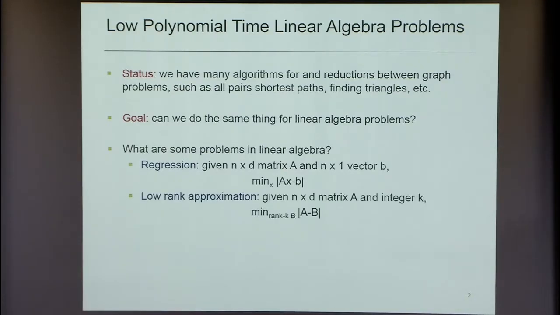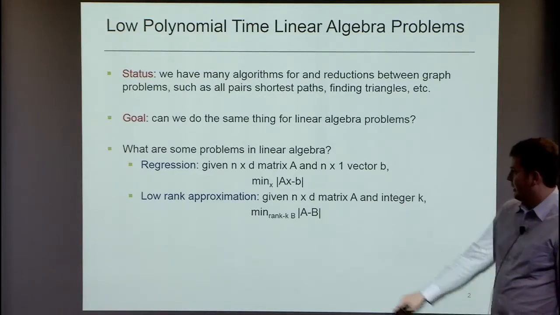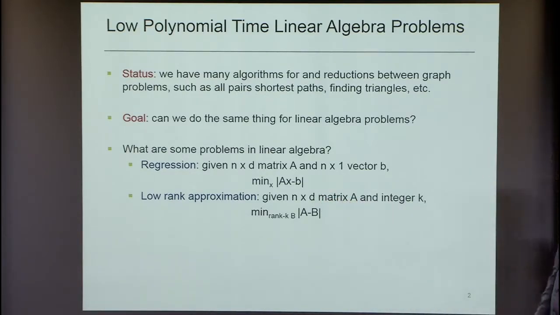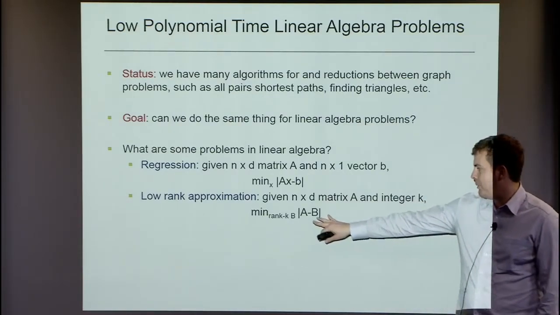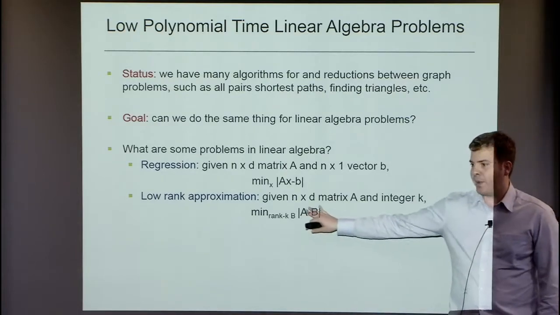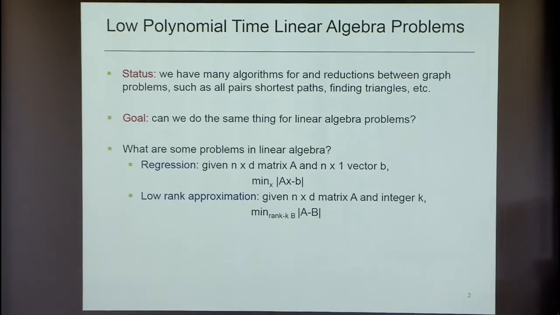Another question is low-rank approximation. So given an n by d matrix A and an integer parameter k, output a rank k matrix B, which is as close as possible to A under some norm. Okay, and we'll look at a few different norms in this talk.